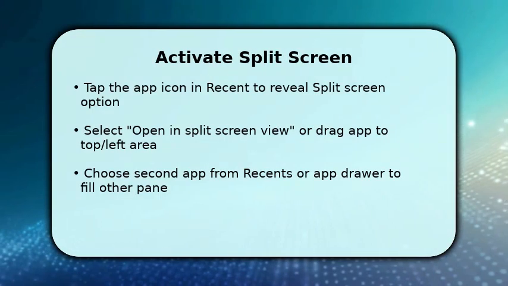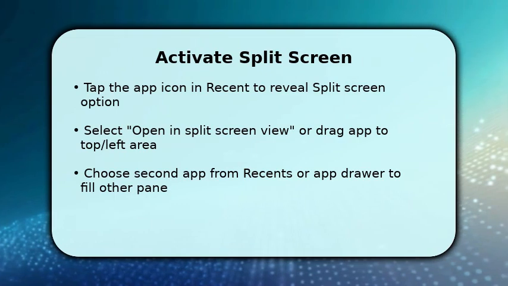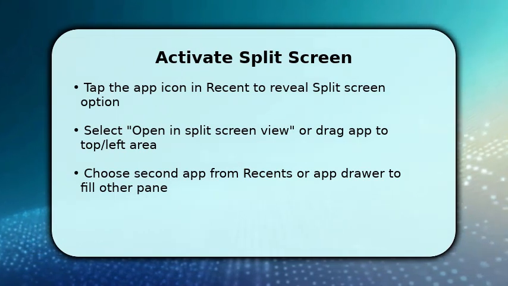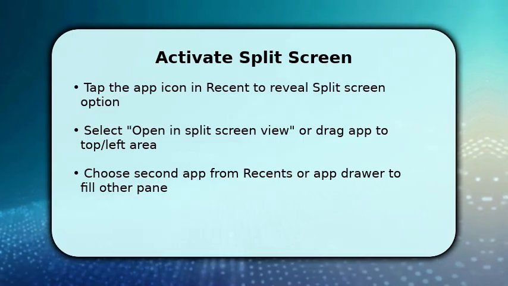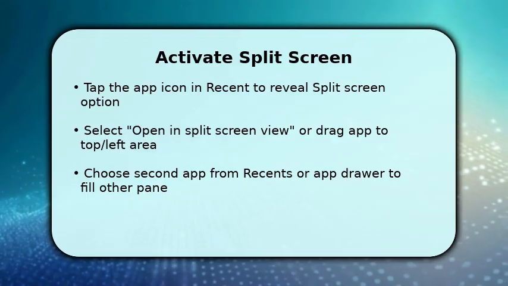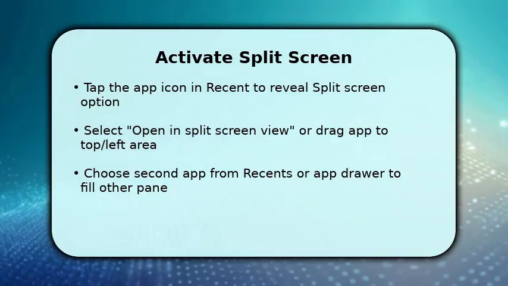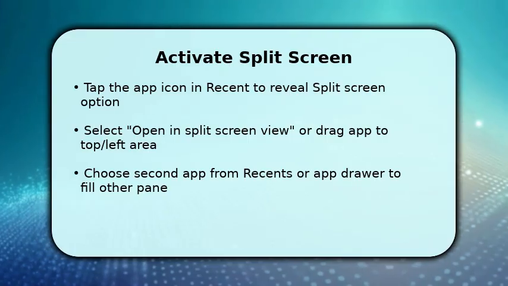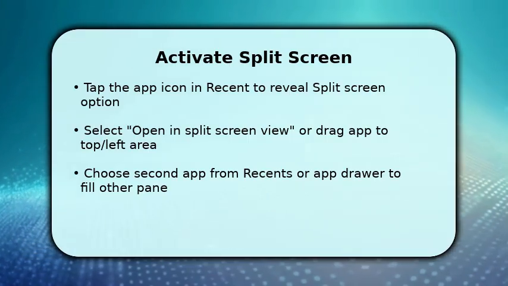Once you've got the first app ready, tap its app icon in Recent to reveal a menu, then pick Open in Split Screen view. You can also drag that app to the top or left of the screen. After the first pane locks in place, pick the second app from Recents or the App drawer, tap it, and it will occupy the remaining pane.